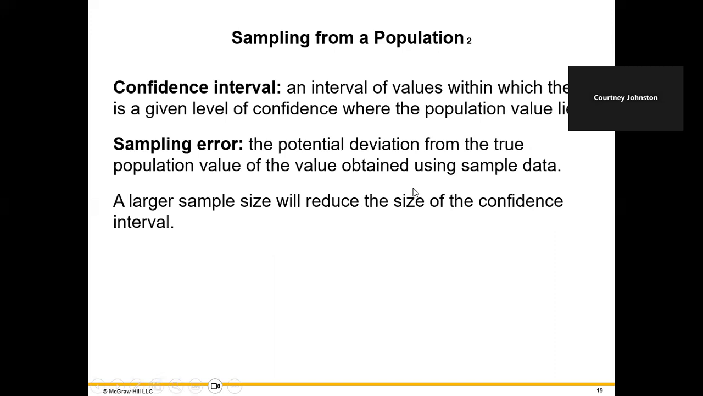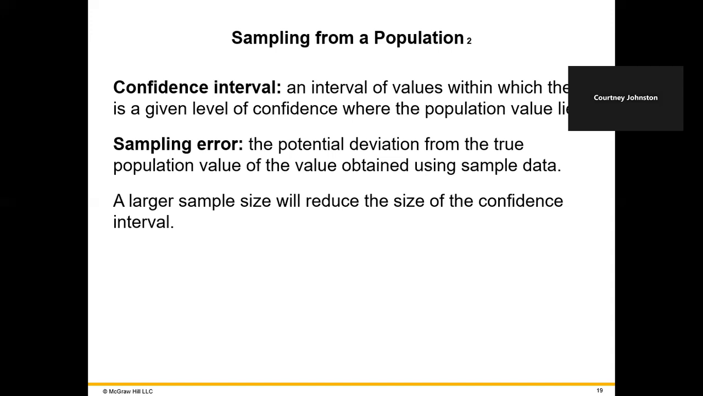All right, so when it comes to a confidence interval, this is an interval of values within which there's a given level of confidence where the population value lies. It's usually a 0.01 or 0.05 confidence interval. You really don't need to worry about this. But then there's sampling error. This is the potential deviation from the true population value of the value obtained using sample data.